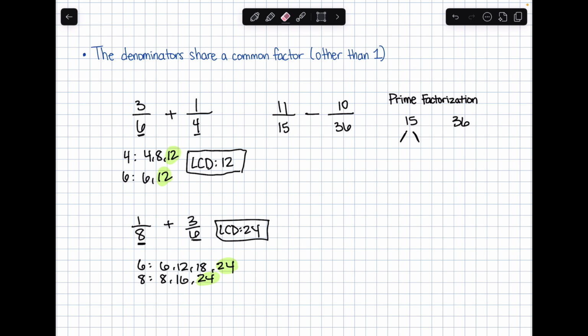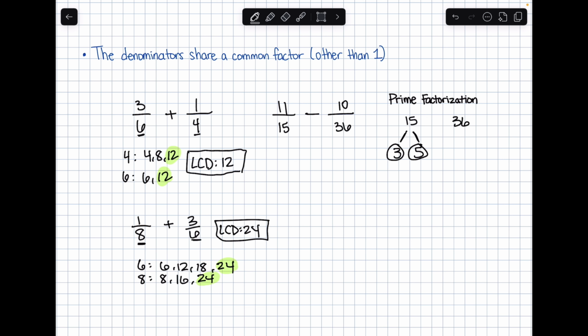And I know that 3 times 5 equals 15. 3 is a prime number, and so is 5, so I like to put a circle around it to tell myself that I'm finished with that number. And I can't get those numbers any smaller, so I'm going to leave them there. Those are my prime numbers in 15.